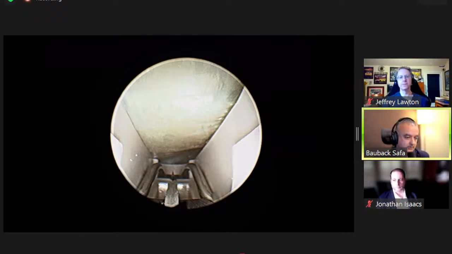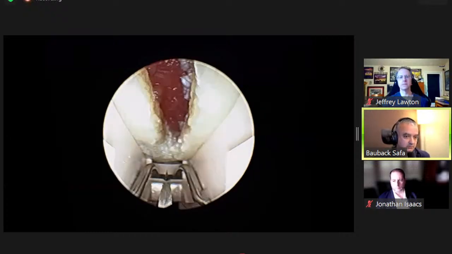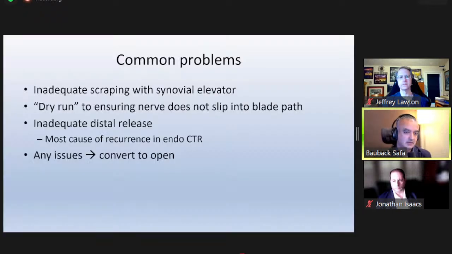I pull the scope with the blade back, without the blade engaged, to make sure that everything's clear before I do a full release. So I think some of the common problems that can arise, and I'll show you a couple of examples of when this happened, are potentially from inadequate scraping with the synovial elevator, to just not really getting good visualization, maybe not doing a dry run. And obviously, if there's any issues, if there's any concern, and let's say the nerve keeps flipping over or something, just convert to open. I don't think anyone's going to blame me for that.